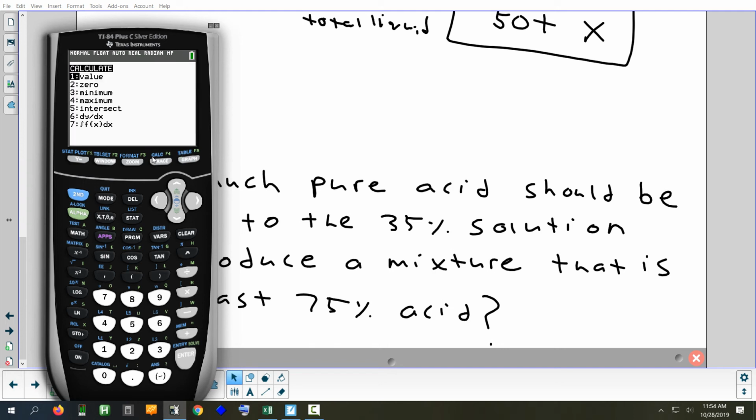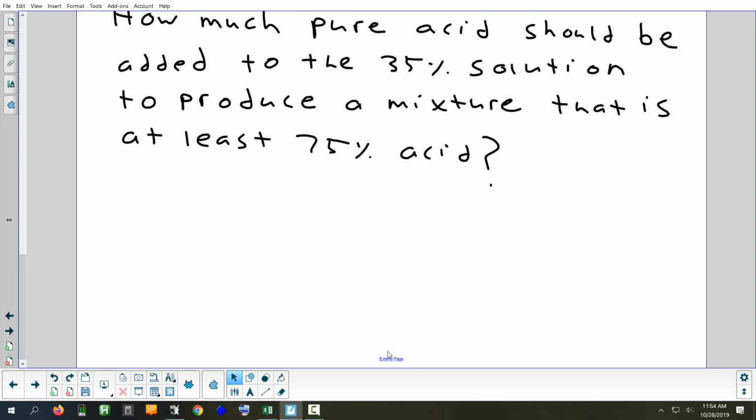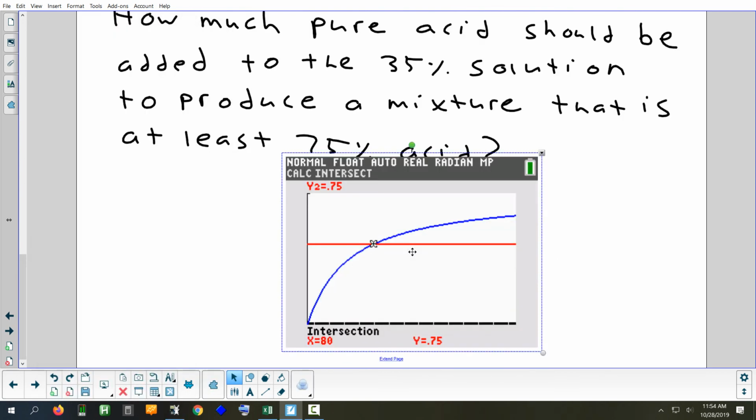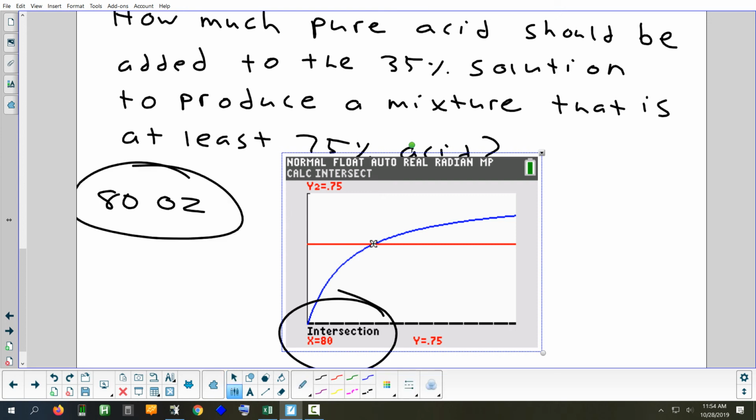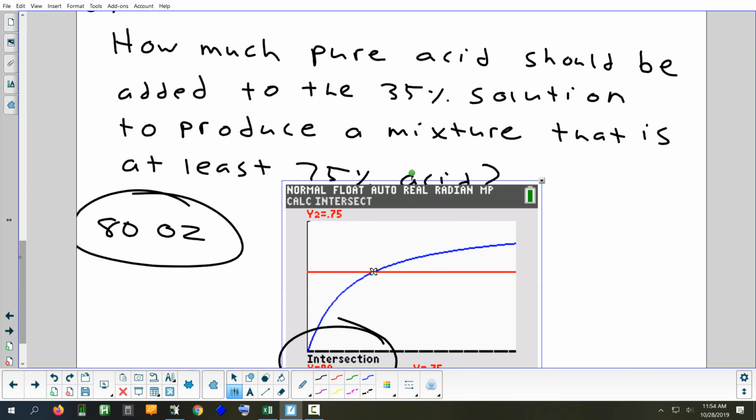So second calc intersect. If you add about, actually it comes out exactly 80 ounces. If you add 80 ounces to the original solution, it'll bring it up to a 75% concentration. Alright. So 80 ounces. That's it.